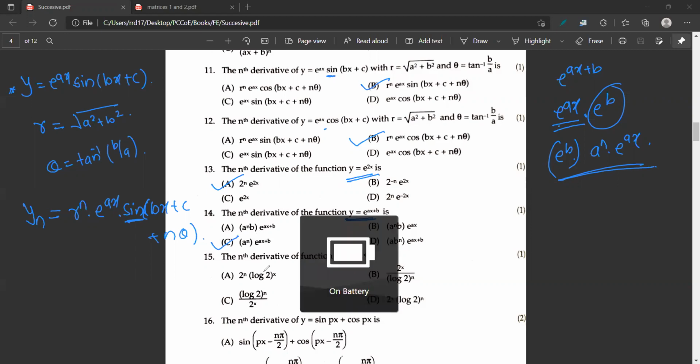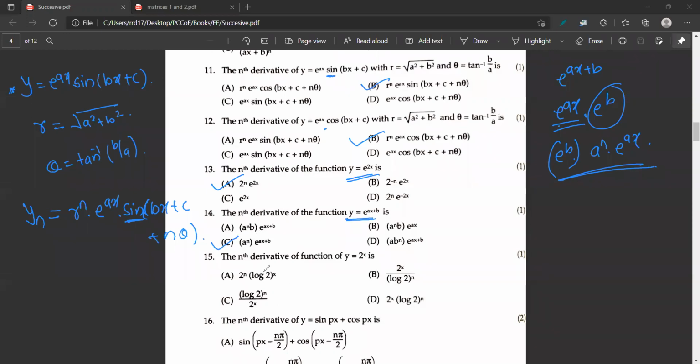Every time, what happens to ax plus b? The a comes out every time. So a is getting multiplied every time. Right? Got it? Yes, sir.